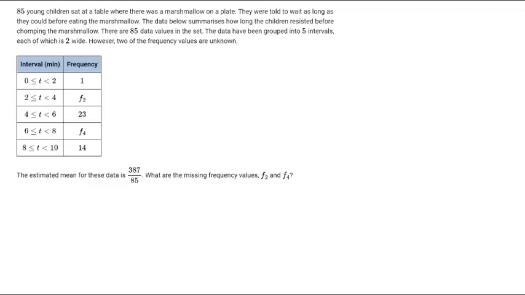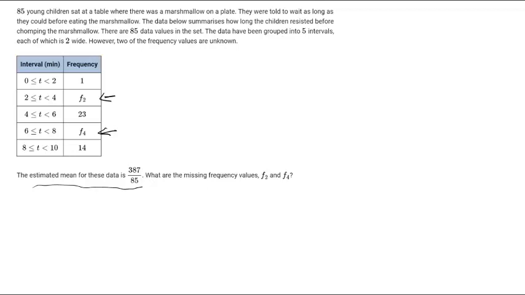And then the question is asking what the values of F2 and F4 are when the estimated mean for the data is 387 over 85. So in order to answer this question, I want to know the frequency for item number 2 and for item number 4.